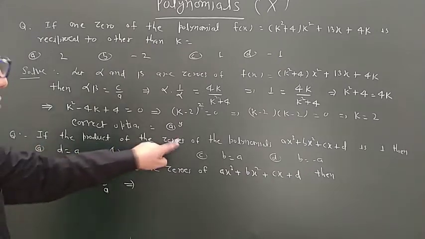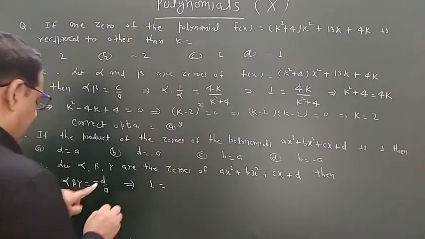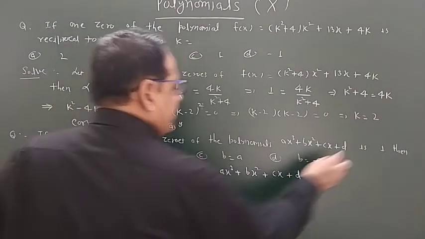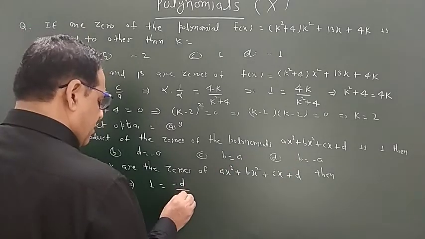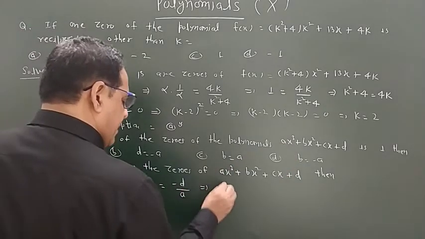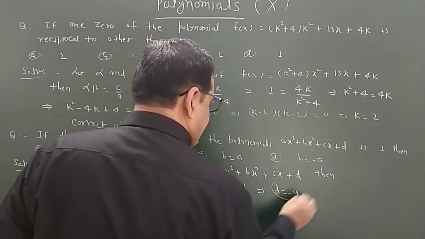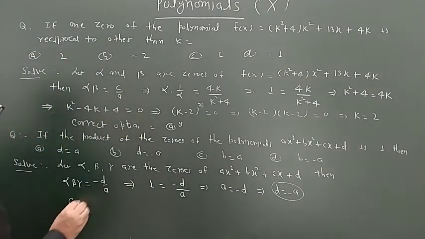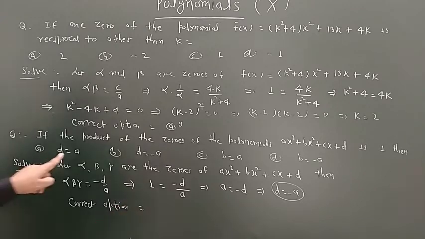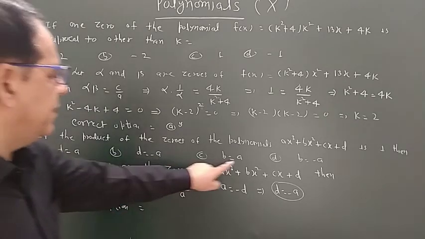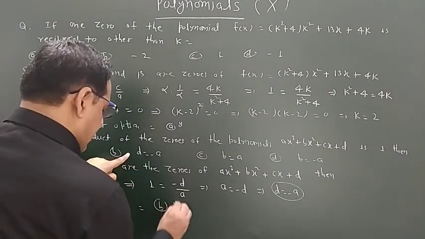If the product of the zeros, that means alpha beta gamma, is given here as 1, then 1 equals the value of minus d, the constant term, so here clearly minus d, over the coefficient of x cube, which is a. Cross multiply, so a equals minus d, or d equals minus a. So the correct option is b equals minus a. Correct option is option B.